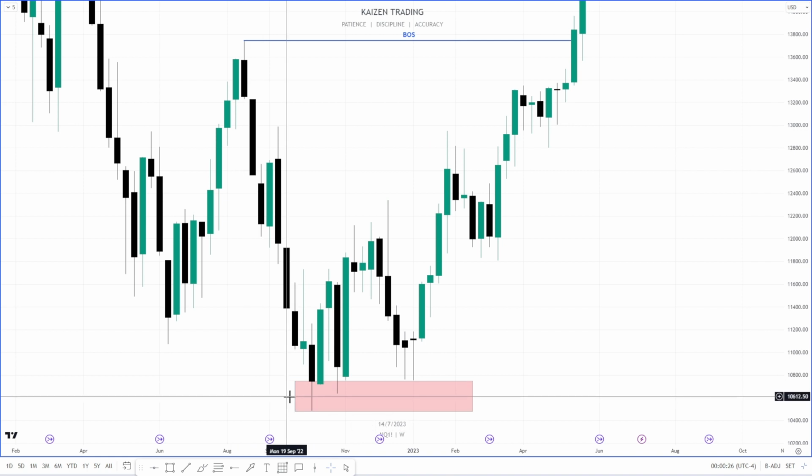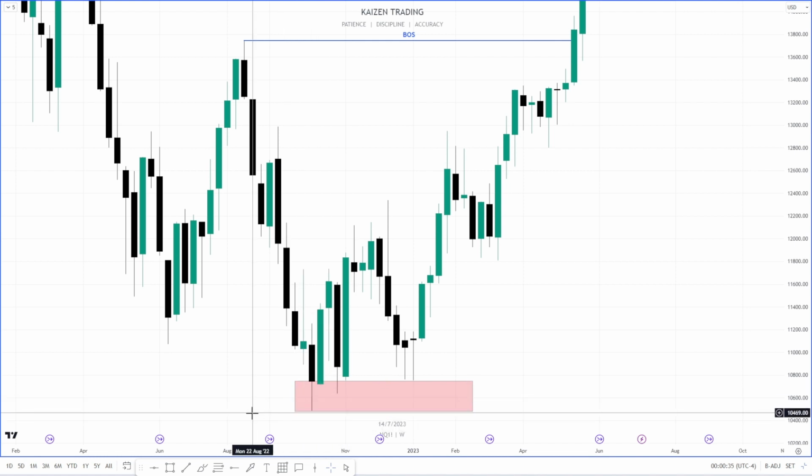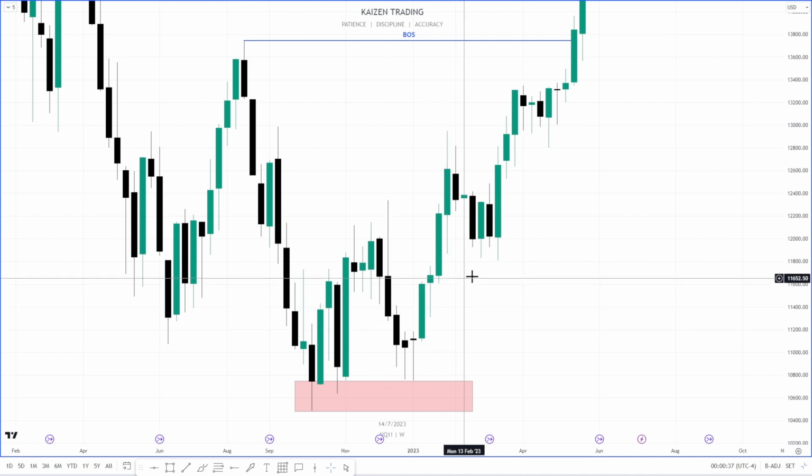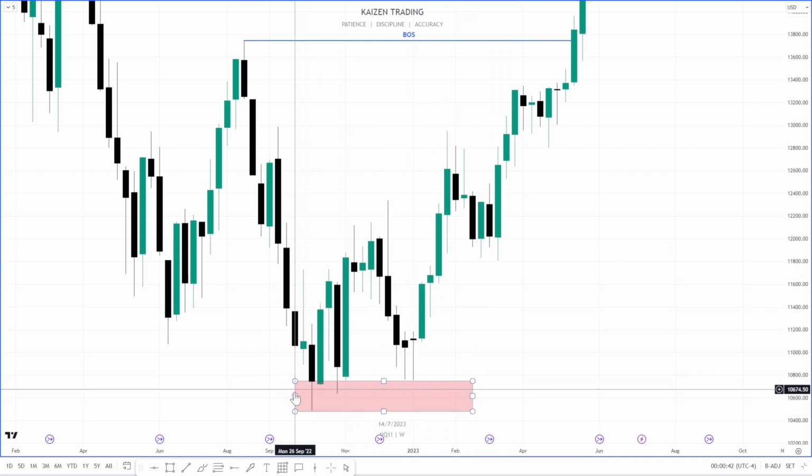And we're going to start at the highest part of the PD array matrix, which is going to be a rejection block. And we're looking at NQ. This is the weekly chart. And here we have a rejection block.